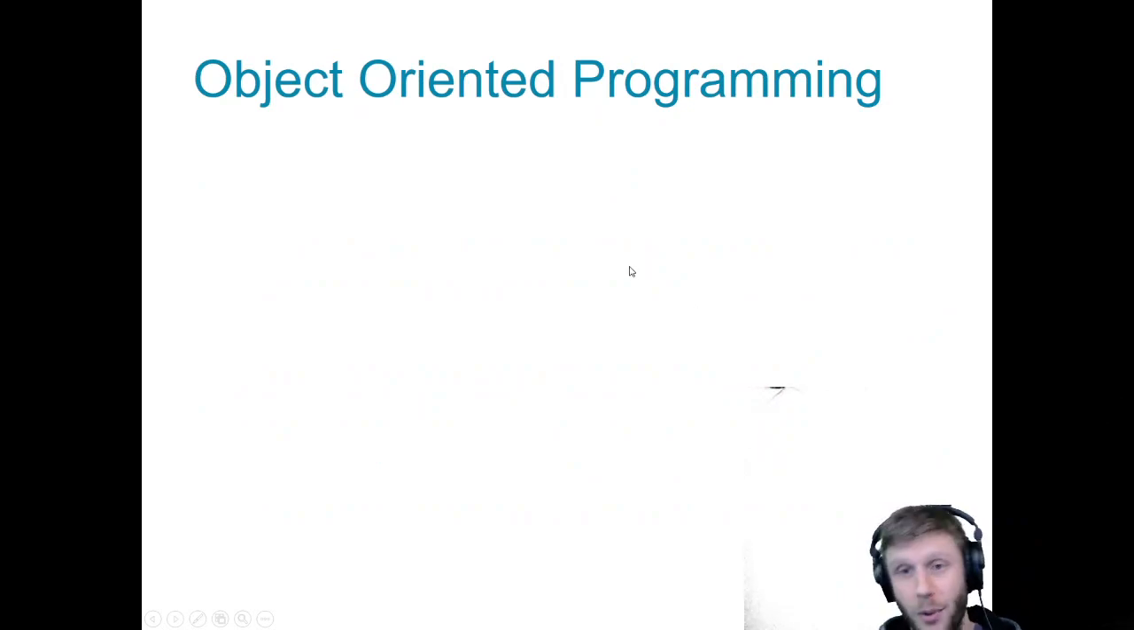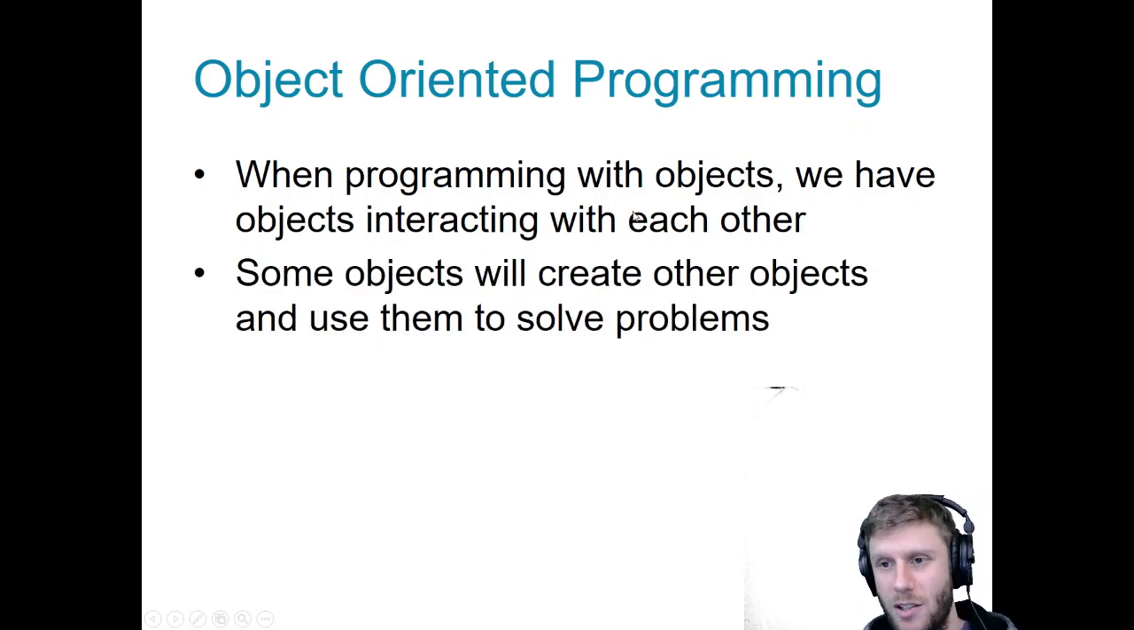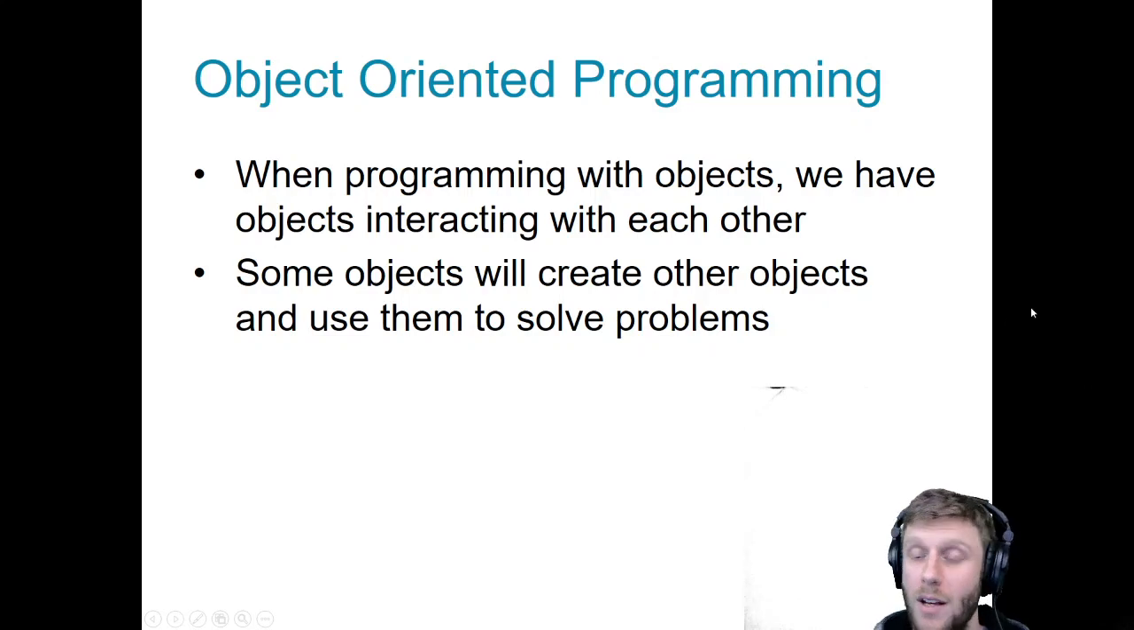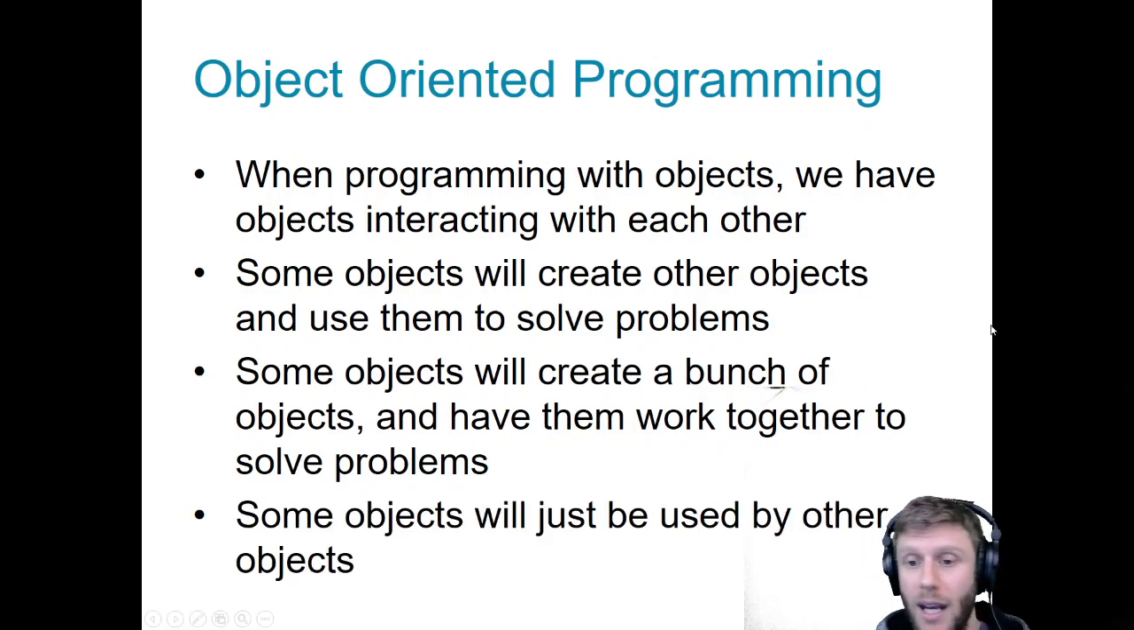Okay, object-oriented programming. When programming with objects, we have objects interacting with each other. Some objects will create other objects and use them to solve problems. Some objects will create a bunch of objects and have them work together to solve problems. And some objects will just be created to be used by other objects. I mean, sky's the limit. We can do whatever we want with these things. And again, I know at this stage this is very high level. We'll see examples to make things more concrete.